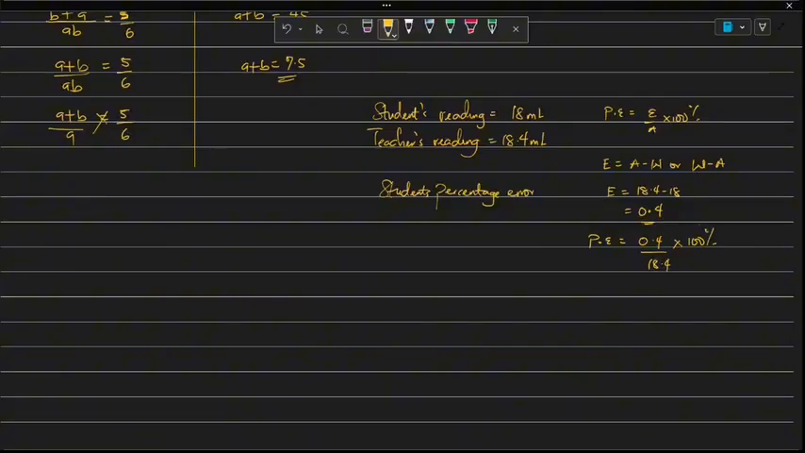If you press your calculator, 0.4 divided by 18.4 times 100%, you get the percentage error to be 2.17%. That was easy and fast. It didn't take too much time. Let's see if we can solve more questions on percentages.